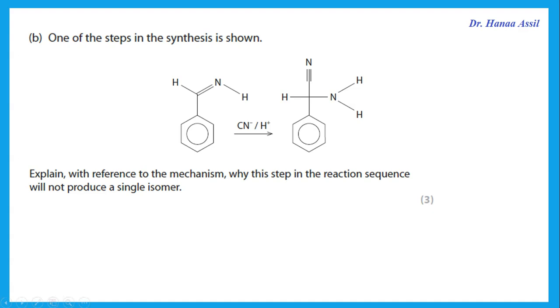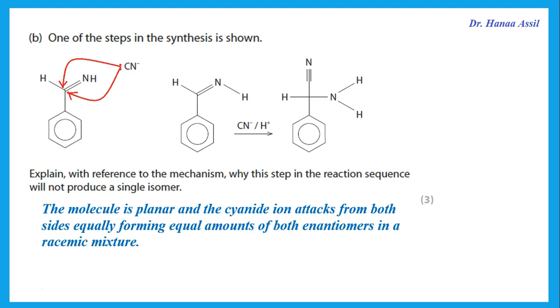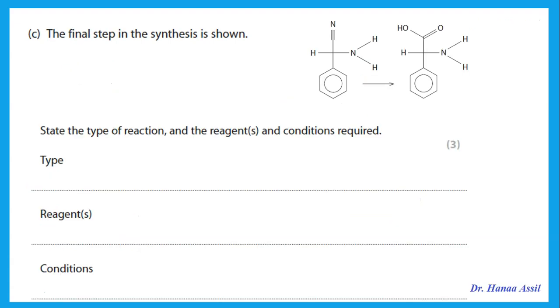Now what do we have? We have the cyanide attacking the C double bond N. And we know that this C double bond N is actually a planar structure that can be attacked from both sides equally, and that is why we will obtain both enantiomers, forming a racemic mixture, so we don't just get one product.